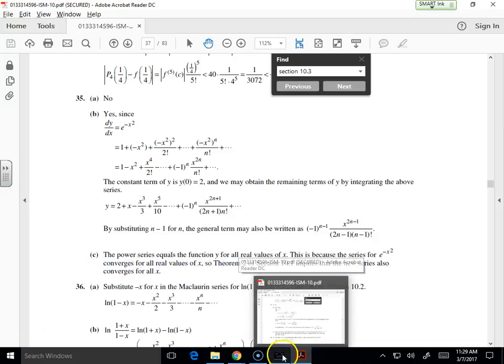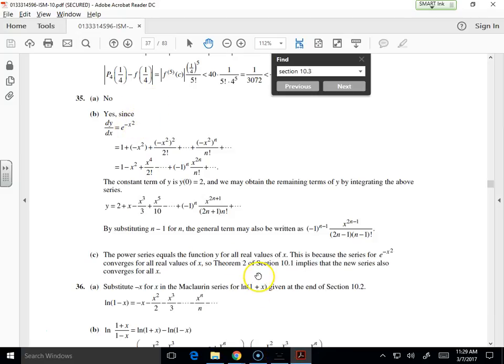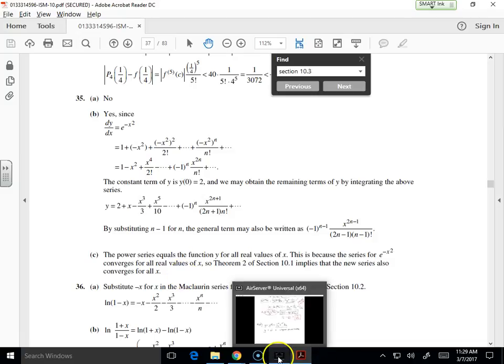And then they're asking us about the interval of convergence. And remember, e to the power of has an infinite interval of convergence. So we can say that the new series, or the integrated series, will also converge for all x. That was kind of our idea from a few sections ago when we were talking about the Maclaurin series. Does that make sense? Cool.